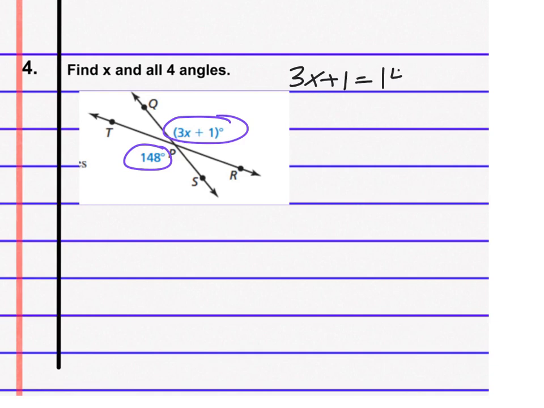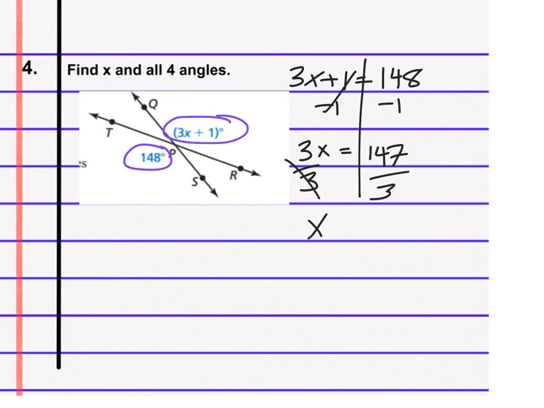3x plus 1 equals 148. You're going to subtract 1 from each side. You get 147. You're going to divide by 3. And I think you're going to get 29. Let me double check that I divided that in my head correctly. Oops, 49. Yeah, because 12 divided, yes, 49. So x is 49.